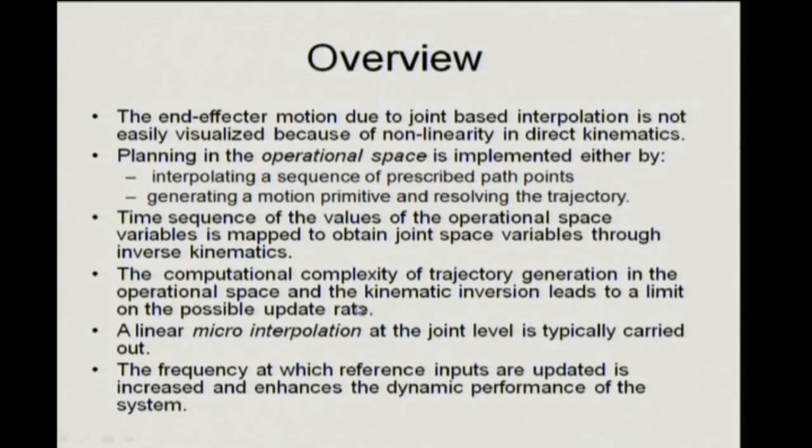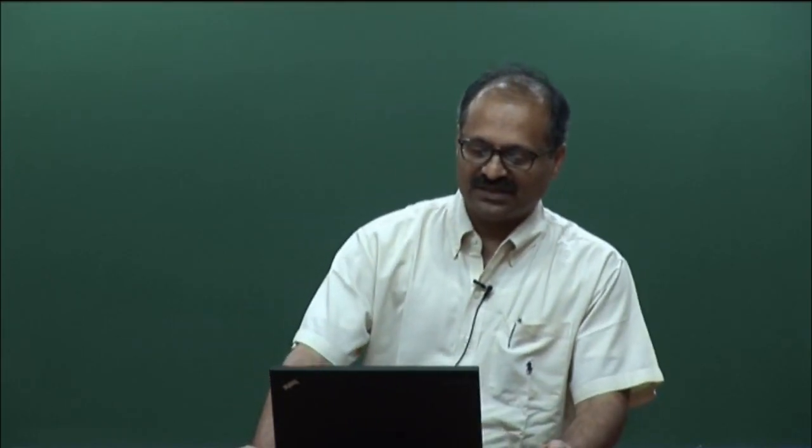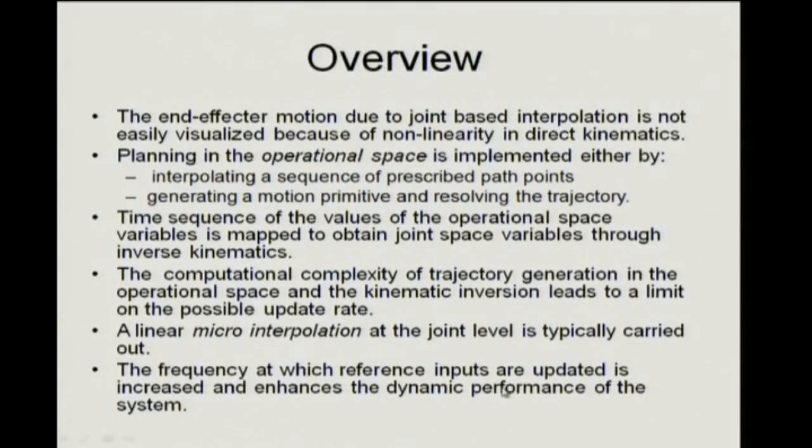Now at the joint level, you again do joint level interpolation, which is what we were talking about in the previous 3 lectures. So, that still has to be done, and the blending and things like that. This is done because if you update that, you improve the dynamic performance of the system. So, that is why you do this linear micro interpolation at the joint level.